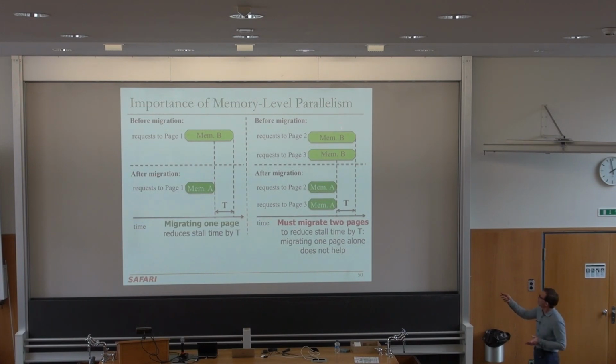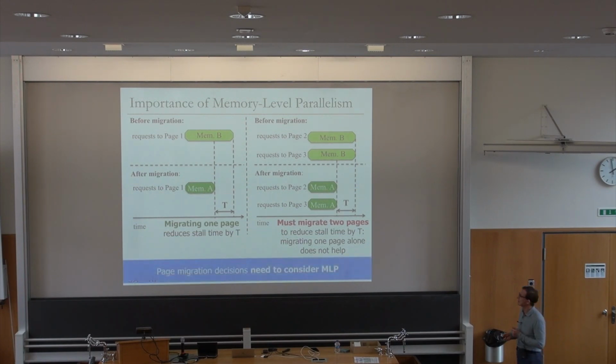Of course, if you're waiting for 5 pages together at the same time and you need to be able to have all of them to proceed, then you need to migrate all of them, right? Now clearly the number of migrations you need to do to reduce the stall time changes depending on the memory level parallelism patterns of an application. Now this complicates a lot of things. And this affects things a lot because imagine it's a 4 kilobyte page that you're moving between this memory and this memory, right? That's a lot of data movement.